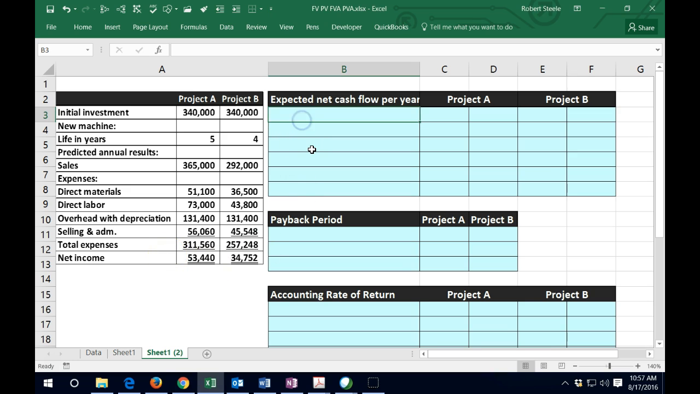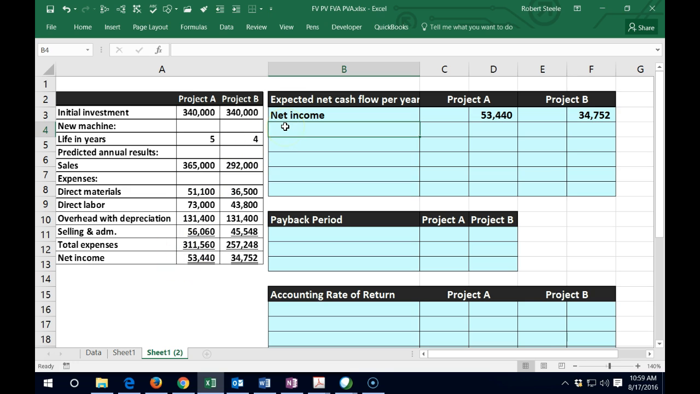So first, let's calculate the expected net cash flows per year. We will start off with the net income in the two projects. I'm going to have two columns under each project, and I'm going to put the net income in the outer column. We're not talking about debits and credits here; it's just a format to set up the worksheet. So we've got the net income of 53,440 and 34,752. I'm just picking those up from this line item down here in the given data.